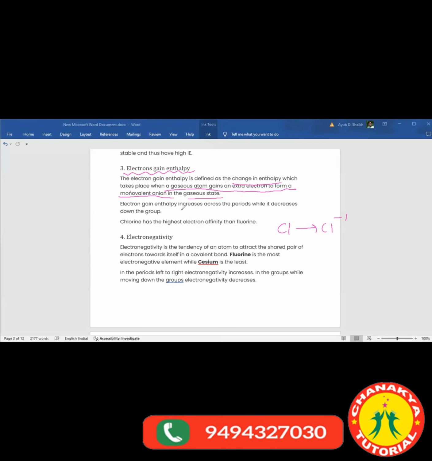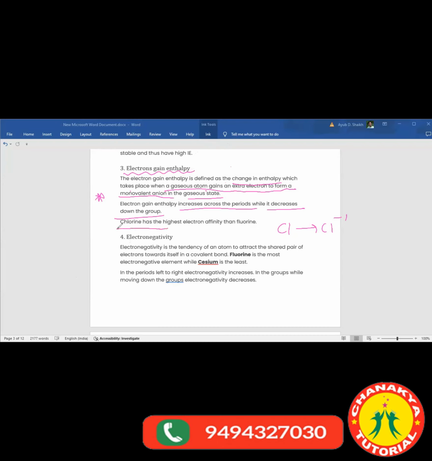Now, electron gain enthalpy increases across the period while it decreases down the group. It is completely opposite to your ionization enthalpy. Why? Because in this case we gain the electron and in the previous case we removed the electron. Hence it is vice versa. Whatever trends are followed by ionization enthalpy, a totally reverse trend would be followed by electron gain enthalpy. I hope all of you understood. If not, later please try to connect it logically.